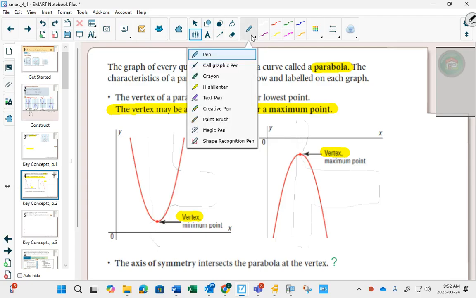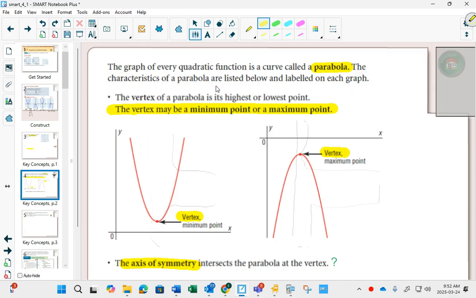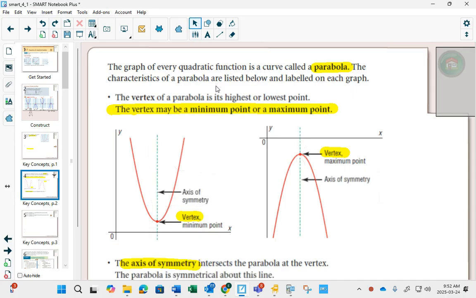an axis of symmetry, which I already showed you before. That always cuts your graph in half. And parabolas are always symmetrical. You could reflect them over the axis of symmetry and get the exact same point.